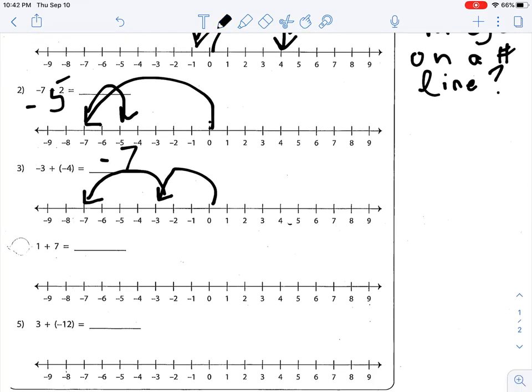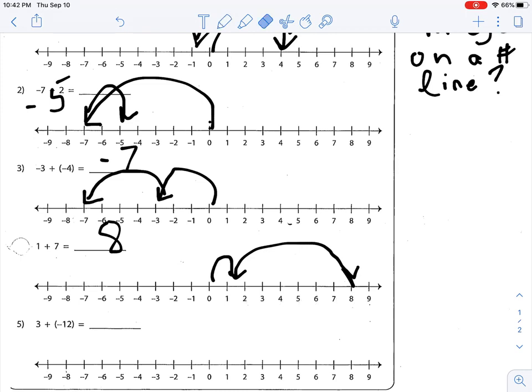The first number is 1, so I'm going to start at 0 and go to 1. And the second number is a +7, so I have to go 7 to the right because positives always go to the right. So it'll be 1, 2, 3, 4, 5, 6, 7. And hopefully you knew that the answer was 8 from the time we started, because 1 plus 7 has been 8 since first grade for you.